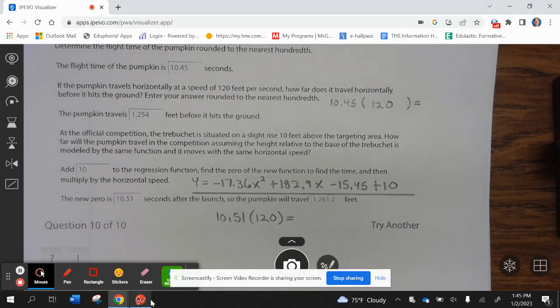Now, at the official competition, the trebuchet is situated on a slight rise of 10 feet above the targeting area. How far will the pumpkin travel in the competition, assuming the height relative to the base of the trebuchet is modeled by the same function? It moves with the same horizontal speed. Add 10 to the regression function, find the 0 of the new function to find the time, and then multiply by the horizontal speed. And you'll find when you do this, the new 0 is 10.51 seconds after launch. So the pumpkin will travel 1,261.2 feet. All right?